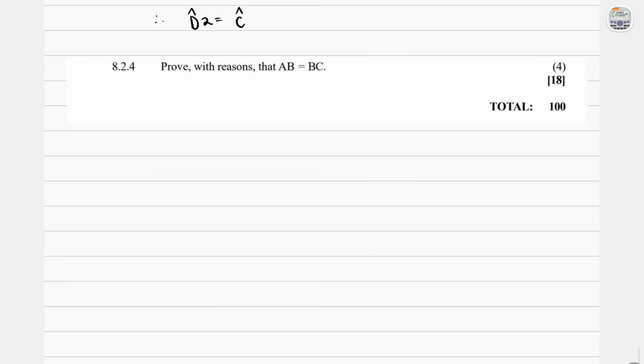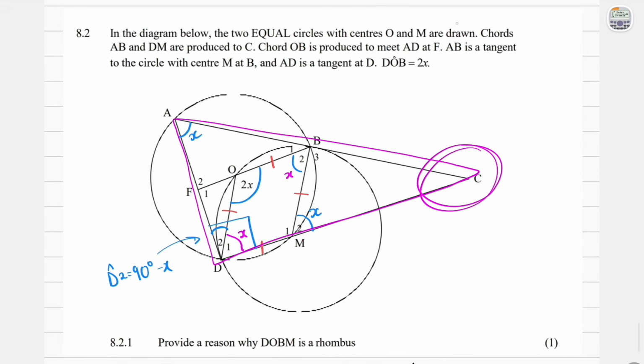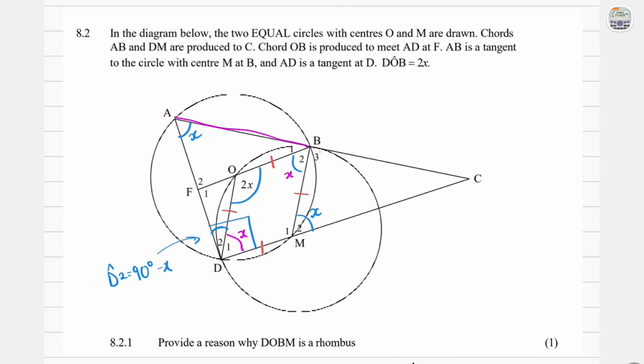Question 8.2.4 says, prove with reasons that AB is equal to BC. And this is also for 4 marks. Okay, so AB equals BC. So that is this. We need to show that these are equal. From the way it's structured, when they say 2 lines are equal, you're usually hoping it's from a triangle, and this line is equal to this. So you can just show them, if these 2 angles are equal, then those 2 lines are equal. But in this case, that is not the same scenario. We have 2 lines that lie on the same line, the line AC, and we need to actually show that those are equal.